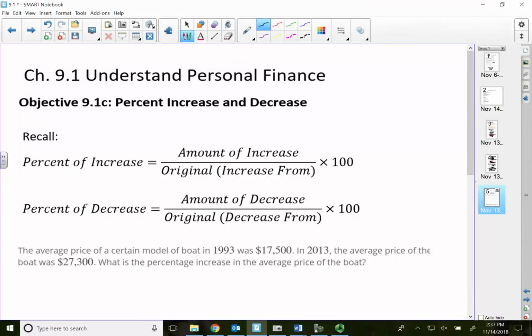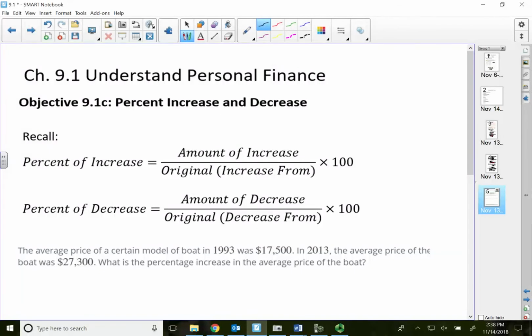Percentage increase always depends on the amount of increase divided by the original. Now I added this word right here, but it's for the third example we have. Basically, the original is referring to the number that we increase from. So percent of decrease is the amount of decrease divided by the original, which is referring to where we are decreasing from. Decreasing means decrease from, that should be a higher number going downward. Increase from means a lower number going back up.